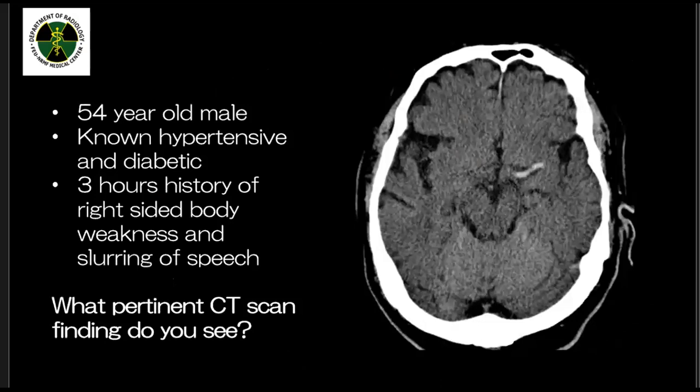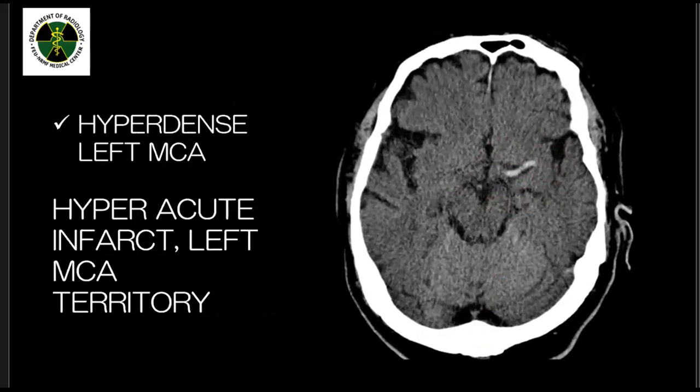So next, a case of a 50-year-old male, known hypertensive and diabetic, with 3 hours of history of right-sided body weakness and slurring of speech. What pertinent CT scan finding can you see? As we can recall, there's a hyperdense left middle cerebral artery. It indicates that there's a hyperacute infarct in the left MCA territory. So that is the insular ribbon sign.